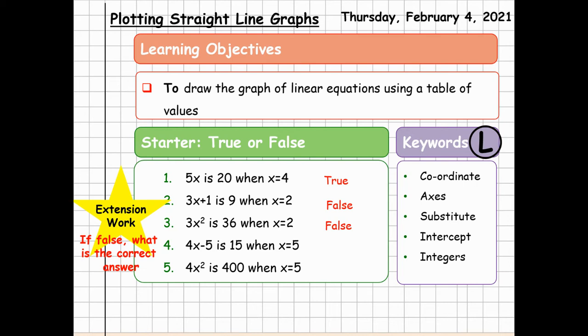4x minus 5 is 15 when x is equal to 5. So again, substitute x is equal to 5 into the expression. So 4x would be 4 times 5, which is 20. Subtract 5 is 15. So therefore that one has to be true. And in question 5, 4x squared is 400 when x is equal to 5. So 5 squared is 25, times by 4 would have to be 100, not 400. So that one's going to be false.